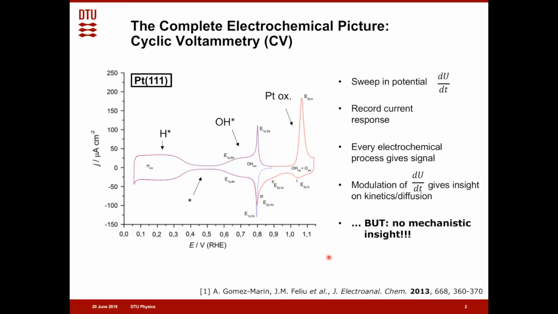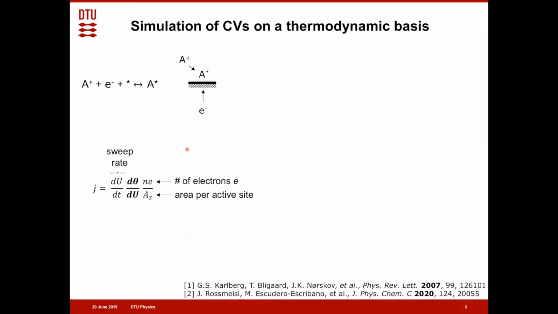However, while we do see everything in the form of a current response, we usually don't know a priori what electrochemical process each feature corresponds to. For this, we either need complex analytical tools or computational approaches. And such simulations of CVs are usually based on a thermodynamic approach.